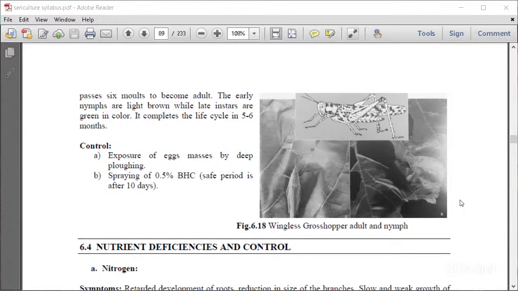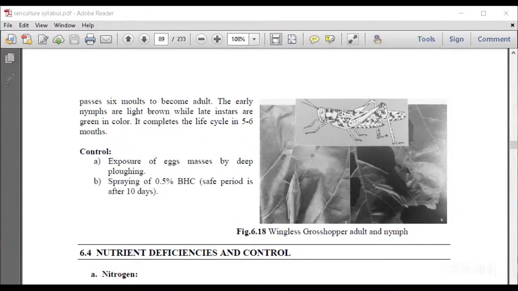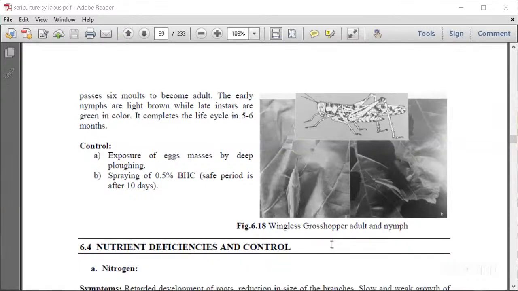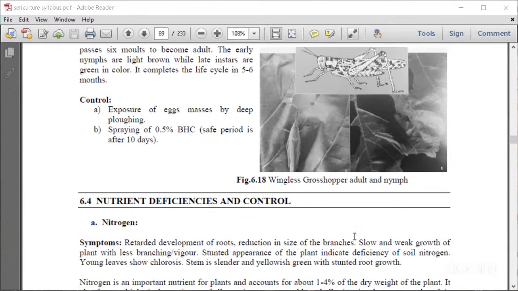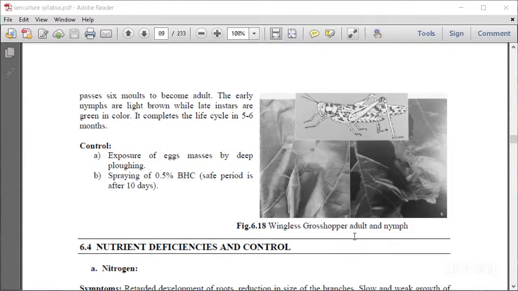when the plant has nitrogen deficiency, it shows retarded development of the roots, reduction in size of the branches, slower, weaker growth, and a plant with less branching and stunted appearance indicates deficiency of soil nitrogen. Young leaves show chlorosis. Stem is slender, yellowish green with stunted root growth.